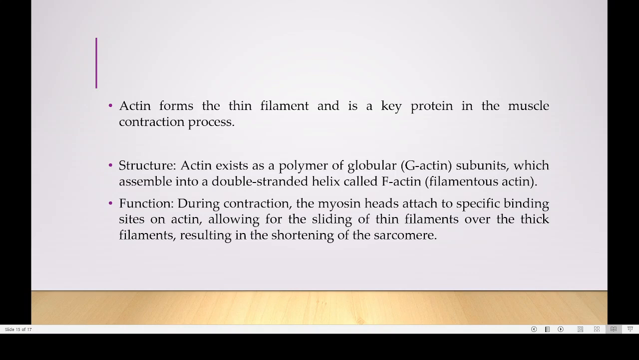We have already seen that. The function of the actin protein is that during contraction, the myosin head attaches to the specific binding site of the actin. We have already seen how this myosin head attaches to the actin filament and pulls it, resulting in the shortening of the sarcomere. That is about the function of actin. So about two proteins we have seen.